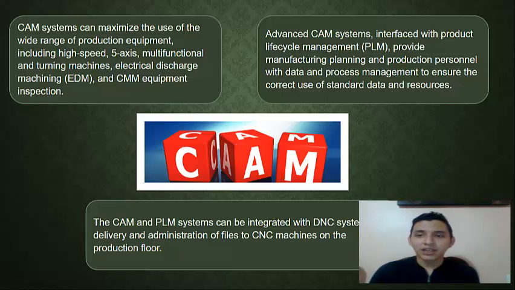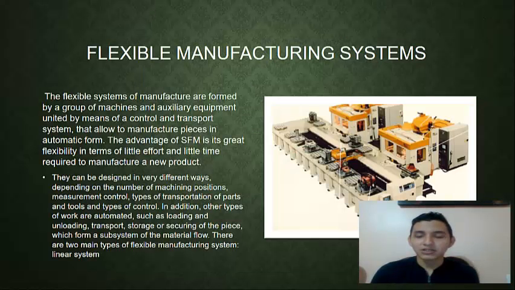There are two main types of flexible manufacturing system. Linear system. The basic systems of a flexible manufacturing system are the workstations, the automatic handling of materials and parts, and the control systems.